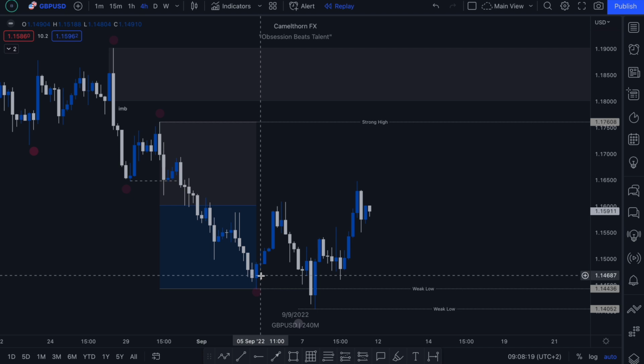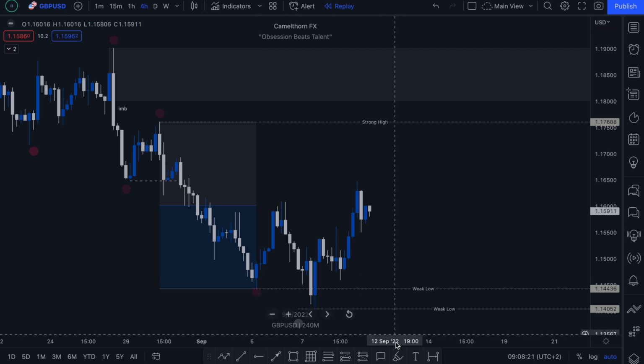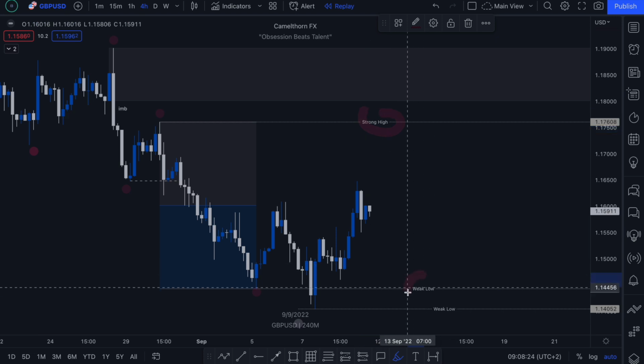And so this is my most recent 4-hour bearish leg. There's my strong high, there's my weak low.